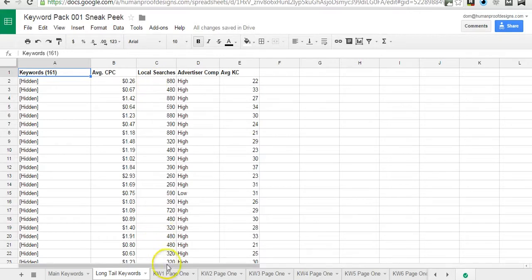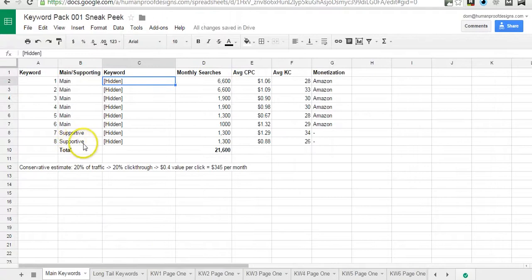Okay, so now we're going to go down. What these tabs are, there are 6 on this one. Sometimes they go up to 8. I don't include the tabs for supportive keywords.